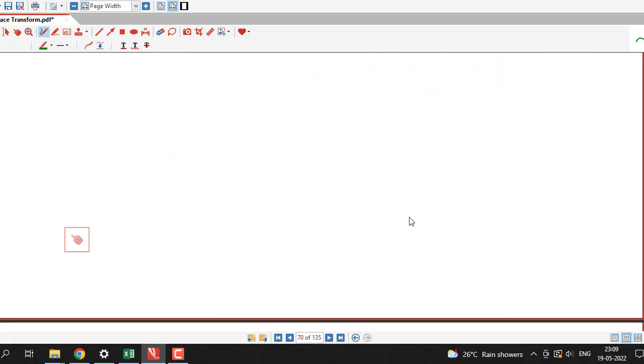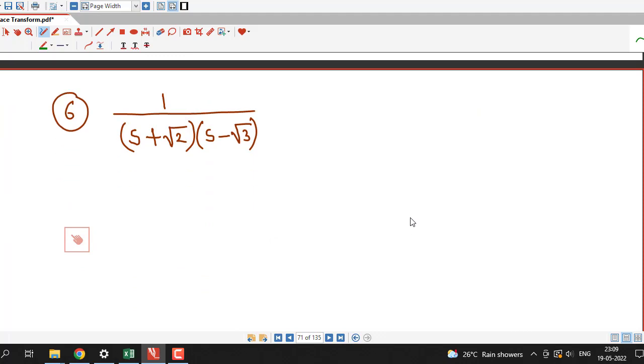And we consider one more problem: 1 divided by s plus square root of 2 times s minus square root of 3. We don't have a ready-made formula for this type of product, but we have this formula: L inverse of 1 divided by s minus a is equal to e raised to at, because the Laplace transform of e raised to at is 1 divided by s minus a. So we have to arrange this function in that form.